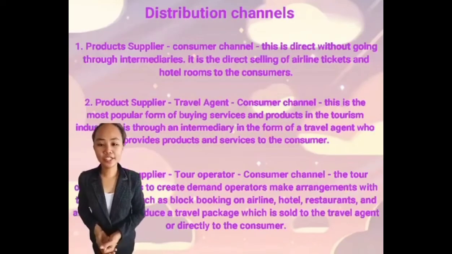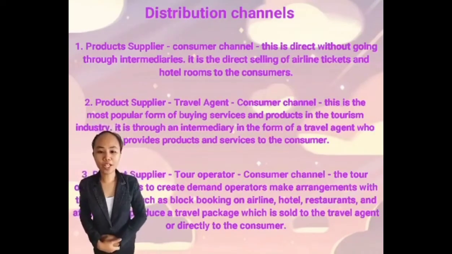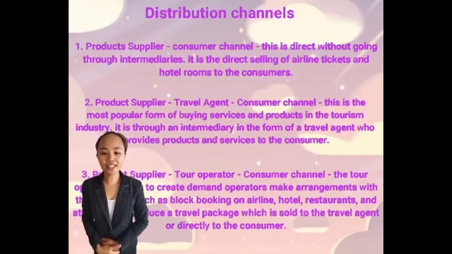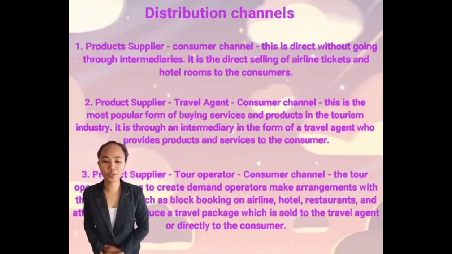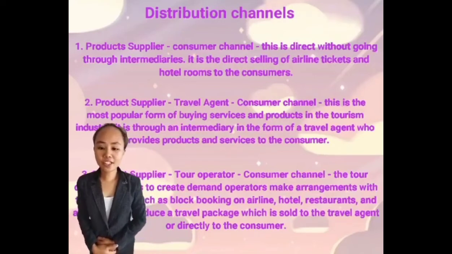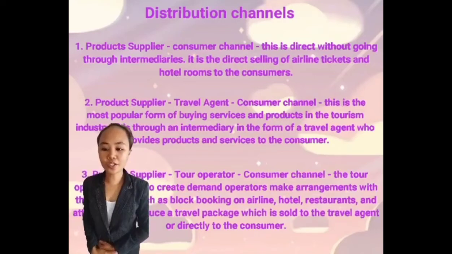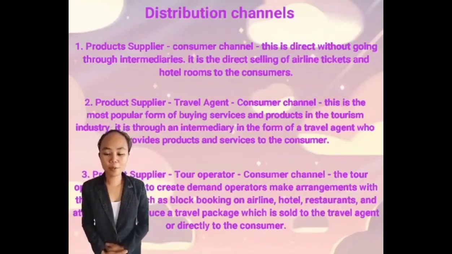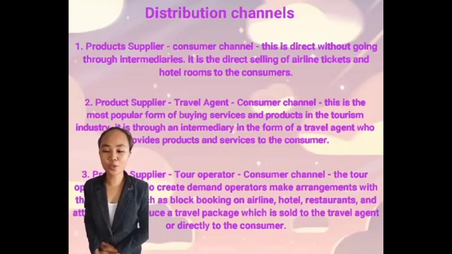These are the three distribution channels. Number 1, product supplier to consumer channel. This is direct, without going through intermediaries. It is the direct selling of airline tickets and hotel rooms to the consumer. In the direct distribution channel, the manufacturer sells directly to the consumer. Indirect channels involve multiple intermediaries before the products end up in the hands of the consumers.